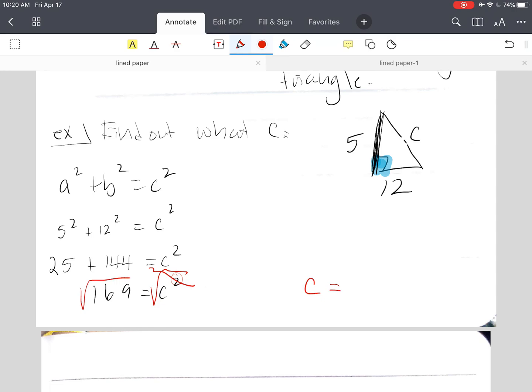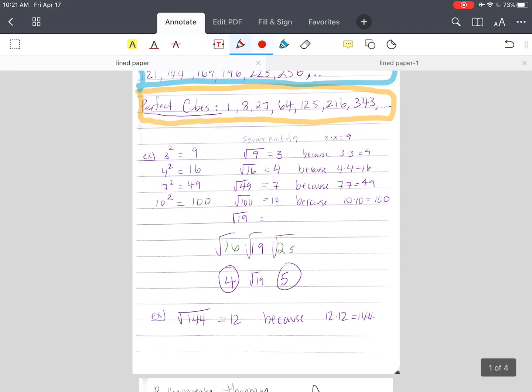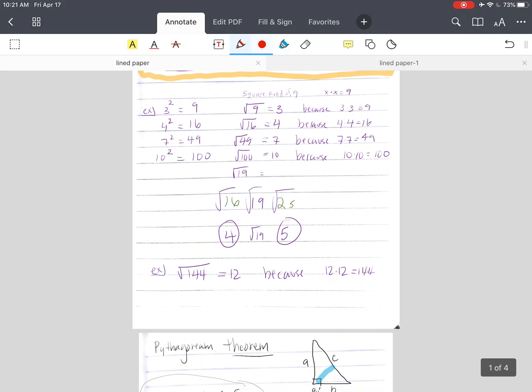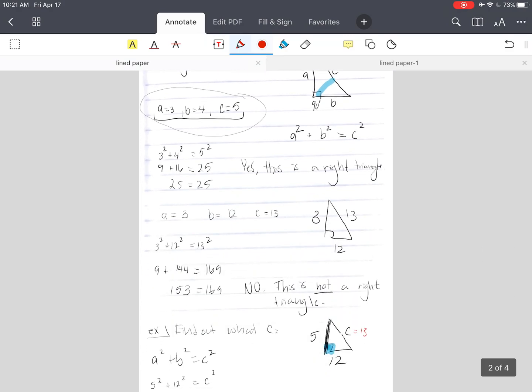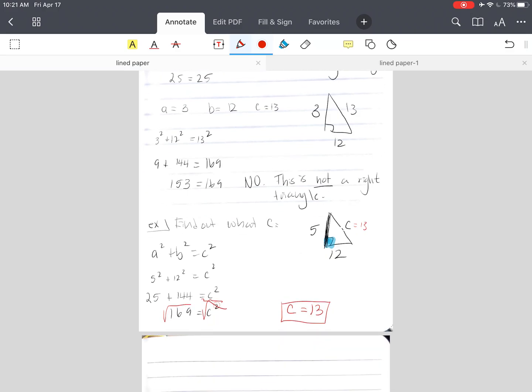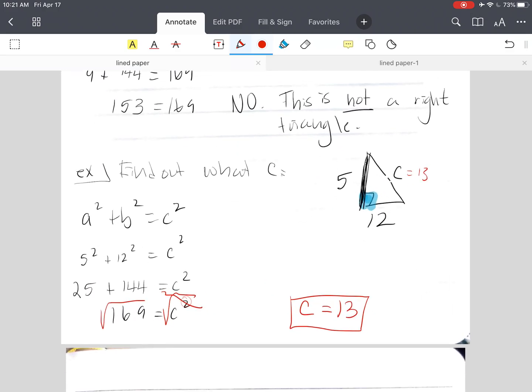And what's the second root or the square root of 169? What times itself equals 169? I'm sorry, yeah, 13. So c is equal to 13. Your homework will consist of you just trying out these problems, taking second roots, square roots, maybe squaring some numbers, and then finding out if a triangle is a right triangle or not, and then finding out what c is.